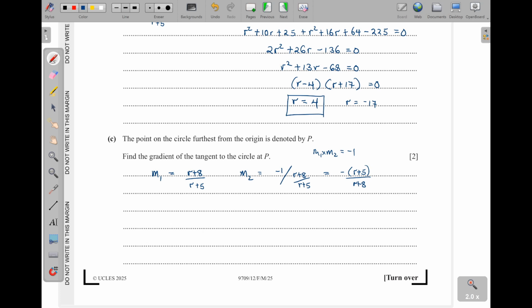Now we need to find the radius. Already the radius, we got it as 4. So the gradient of the tangent at point P is going to be equal to negative (4 plus 5) divided by (4 plus 8). This is negative 9 over 12. We can simplify by 3, you get 3 and 4, so it's negative 3 over 4, which is also the same as negative 0.75.